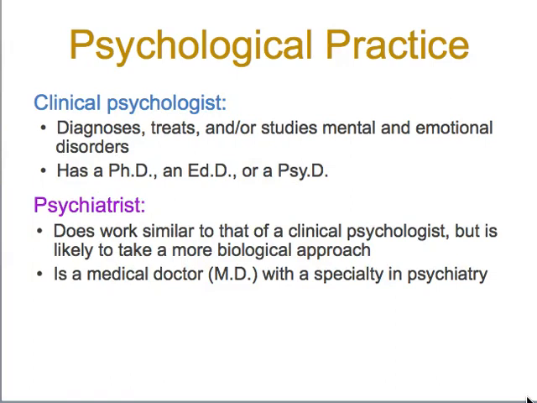A clinical psychologist studies, assesses, diagnoses, and treats people with psychological disorders. They might have a PhD, an EdD, or a PsyD. Psychiatrists, on the other hand, are medical doctors with an MD with a specialty in psychiatry who use treatments like drugs and psychotherapy to treat psychological disorders. They do work that is similar to a clinical psychologist, but is likely to take a more biological approach. Psychiatrists are more likely to prescribe medication, whereas a clinical psychologist would refer their clients to a psychiatrist for medication.